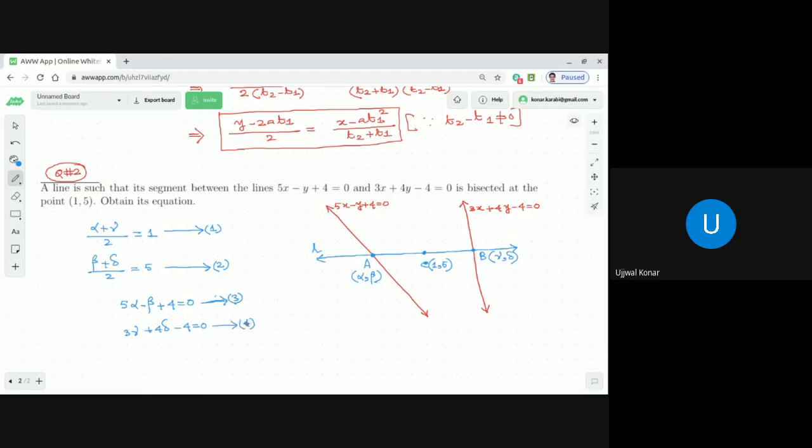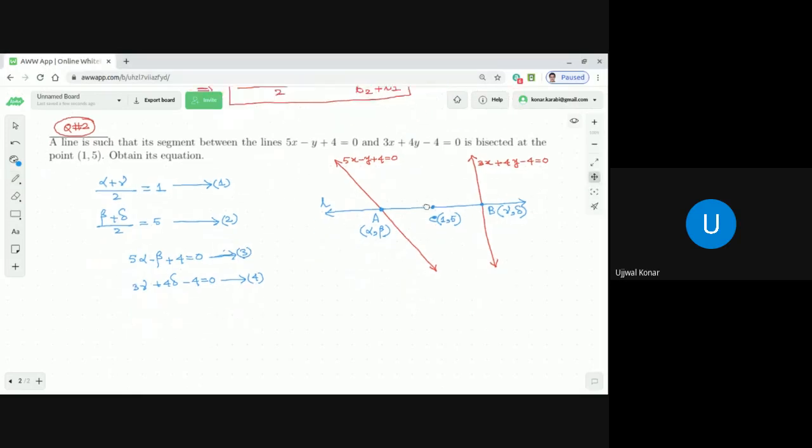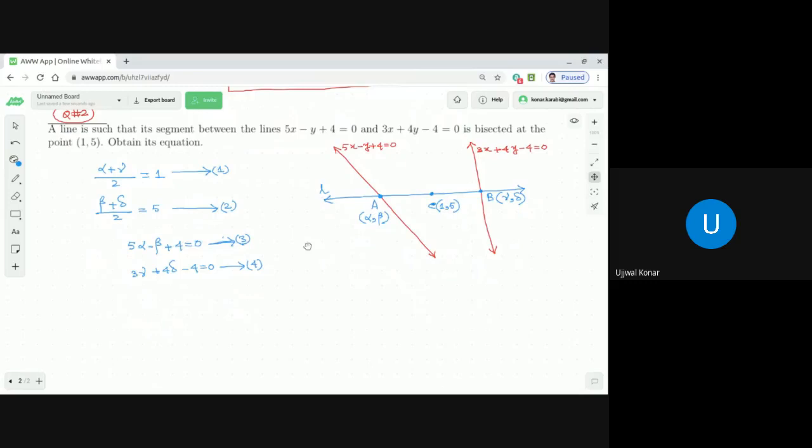Now, with the help of equations 1 and 2, we need to find the values of alpha, beta, gamma, delta from equations 3 and 4. How can we find it? That is quite simple. I'm just giving you the instruction. You can do it, and do let me know once we start our next class.